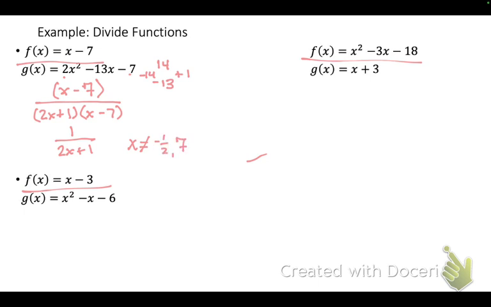Where'd you get 7? The first. Oh, yeah, I forgot about that. Yep. Where do you get 1/2 and 7? 2x plus 1 equals 0. Can't divide by 0, right?